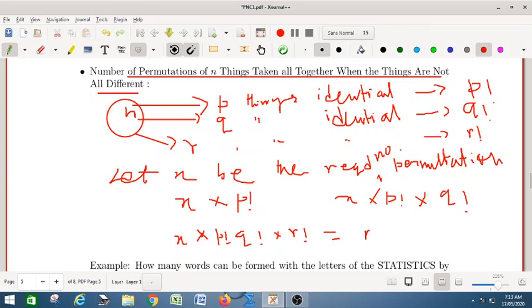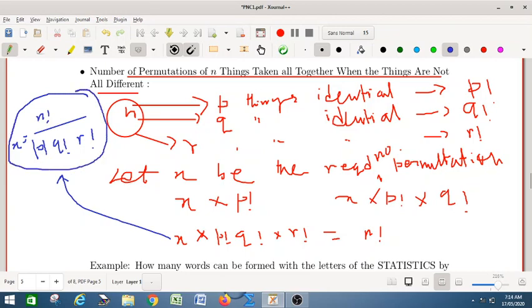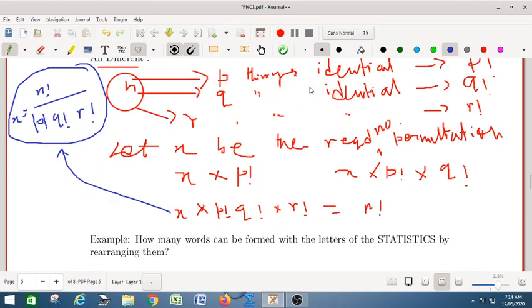And that is equal to factorial n, because the total number of things is n. Out of these, p things are identical, q things are identical, r things are identical. So this result is equal to factorial n. So that implies x is equal to, very important result, x is equal to factorial n by factorial p into factorial q into factorial r. So this is how you will apply the formula when all the things are not different.